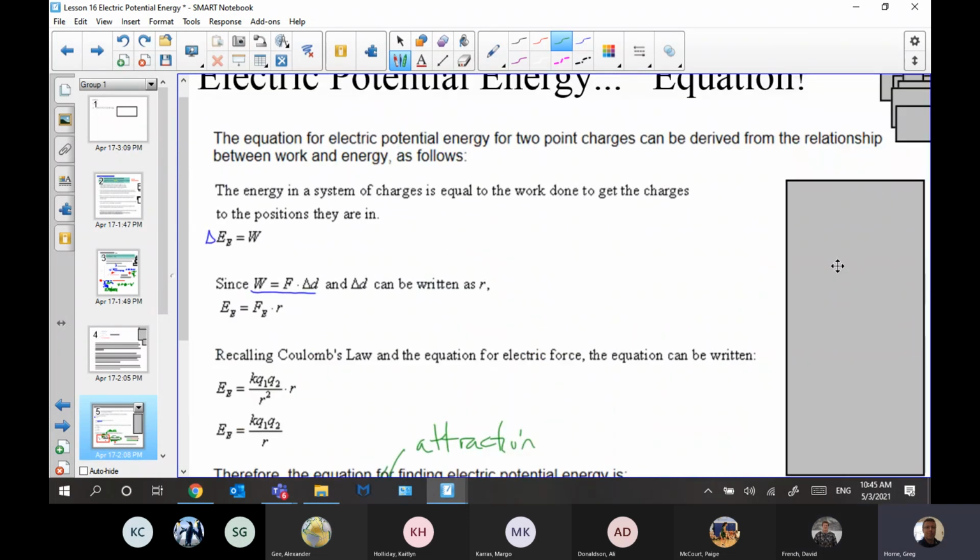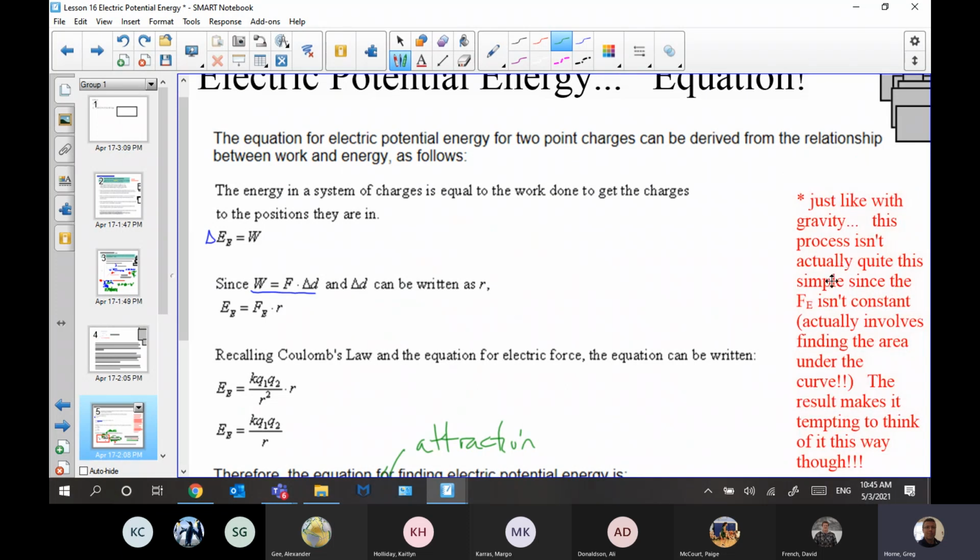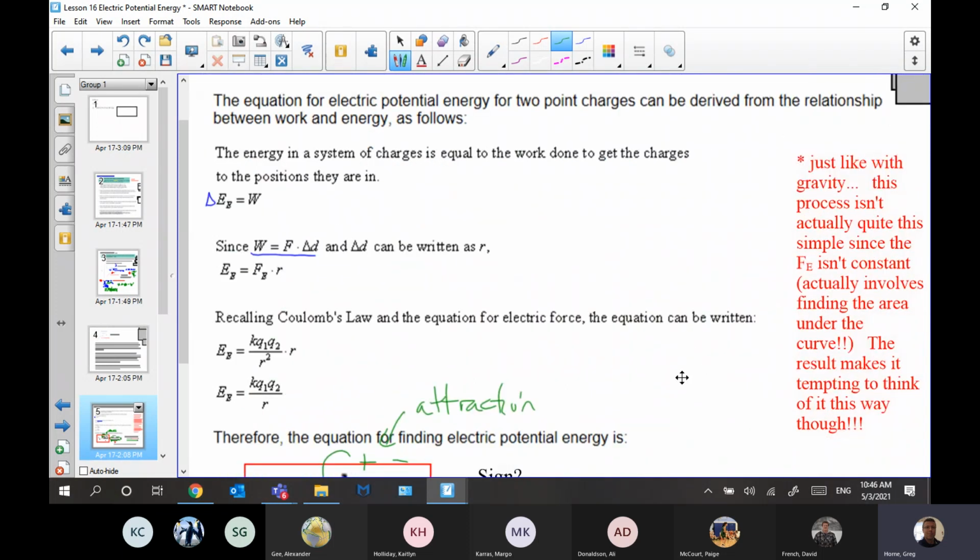So this box here confesses that this isn't quite true. At least the result is true, I should say, but the process of developing it is a little bit flubbed. But just like in gravity, the problem is the force isn't constant, right? So we're not talking about force and work done. Force, distance, area underneath. As you apply a force over a certain distance, they're treating this as if the graph is nice and straight, right? But it's not a nice straight graph.